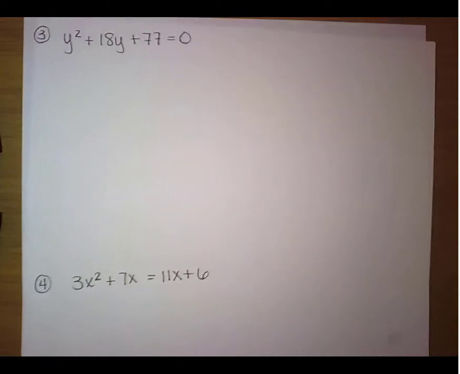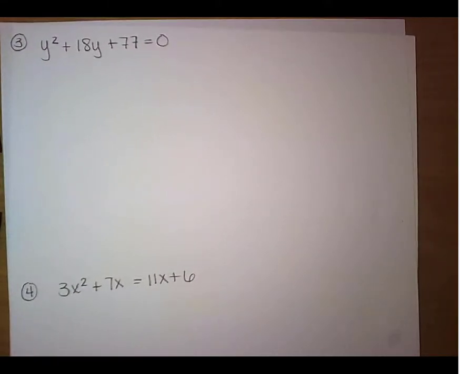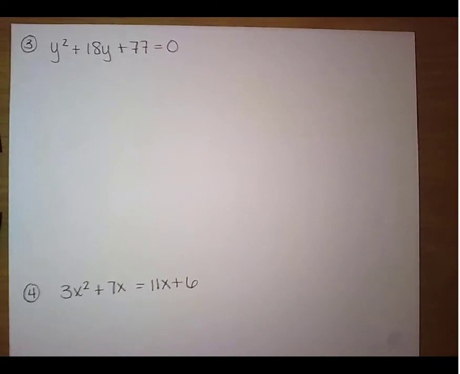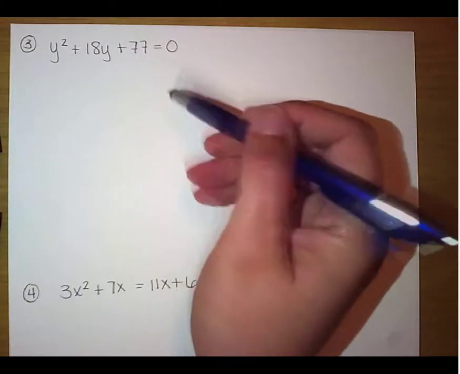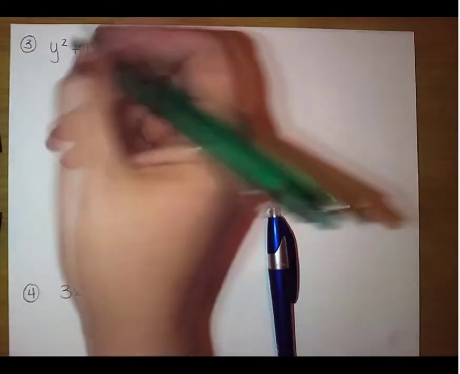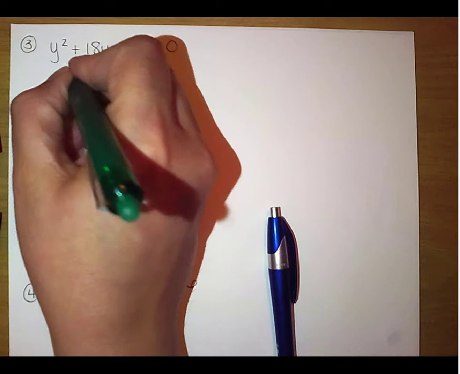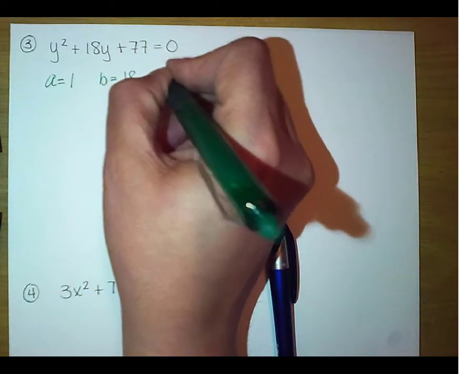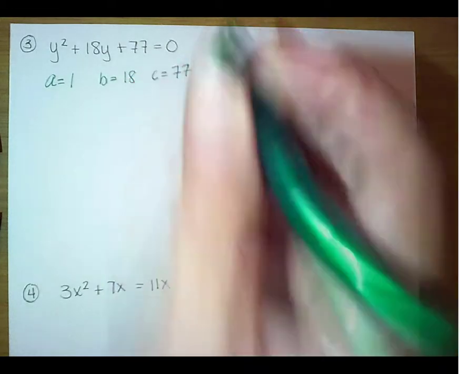Okay, so for our third example of the quadratic formula, we have y squared plus 18y plus 77. So those are some pretty big numbers. Probably going to need a calculator to do this particular problem, and that is perfectly fine. So again, it's already equal to 0, so we don't have to worry about that. We just need to pick out our a, b, and c. Our a is 1, our b is 18, and our c is 77.